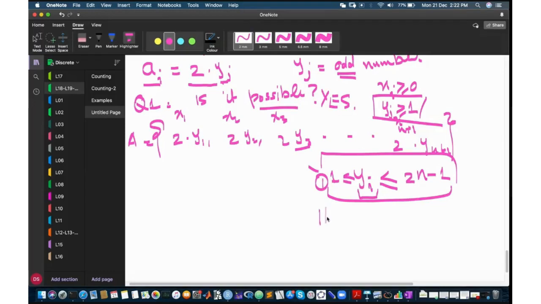There are n odd numbers. Yes, sir. There are n odd numbers in this range. Okay?